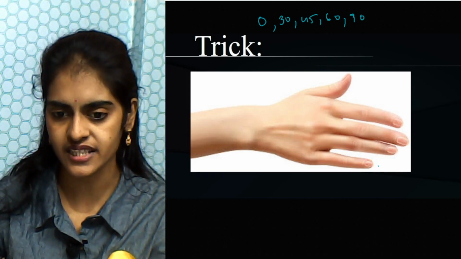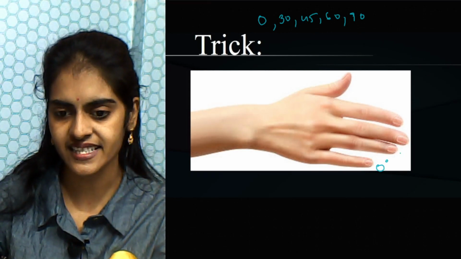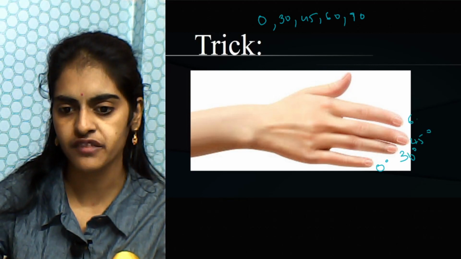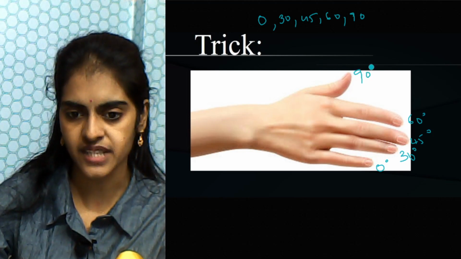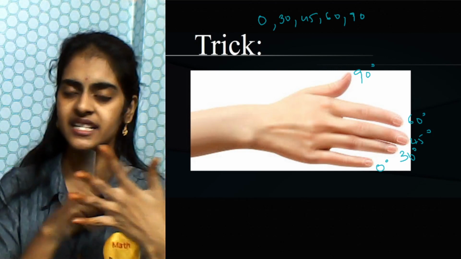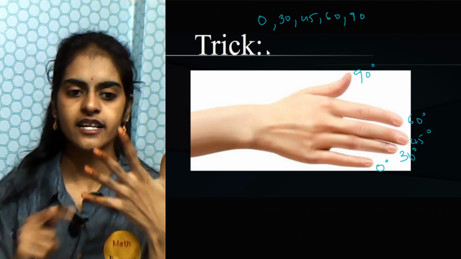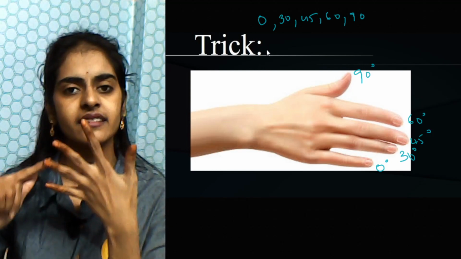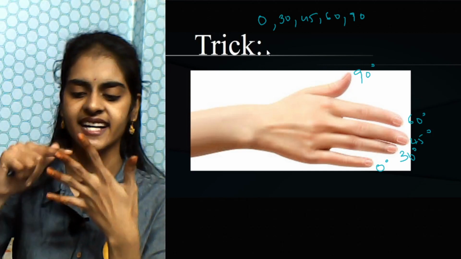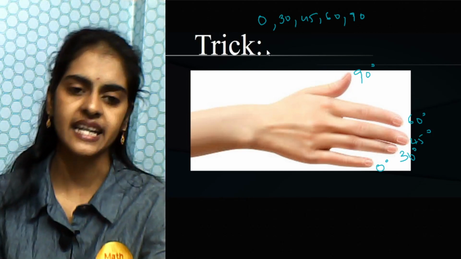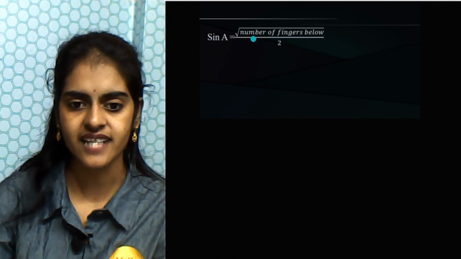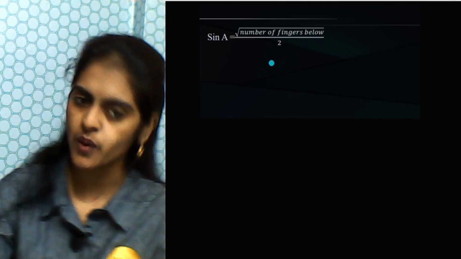Let me write it here. So this is 0. This finger is 30. This middle finger is 45. Now this forefinger is 60 and thumbs up, the thumb, is 90. Once you understand the representation of these angles, 0, 30, 45, 60, 90, just assign values for your fingers first. Then the next step is, sine you will get as under root number of fingers below, divided by 2.